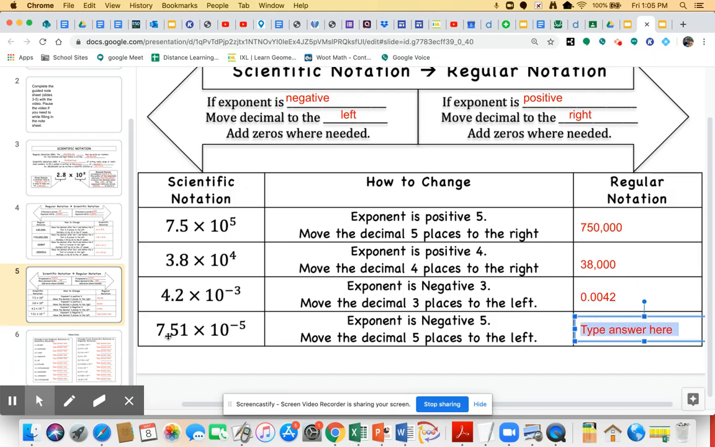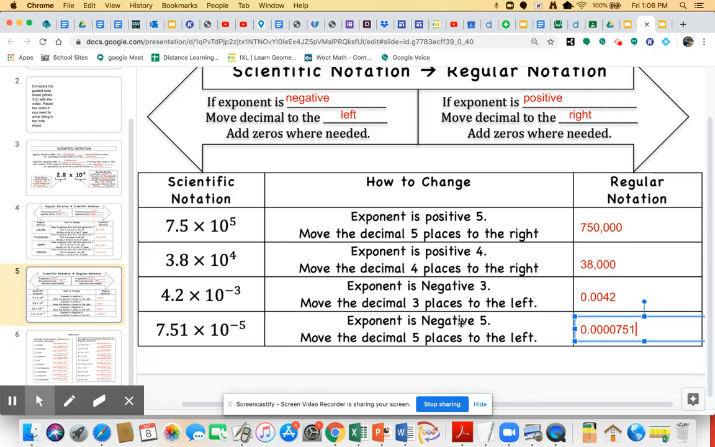7 and 51 hundredths times 10 to the negative 5. So we know that we're going to go again to the left because it's a negative exponent. So I'm going to go over 1, and then I have to go 4 more spaces. That means 4 zeros in front of that. So 0. You don't have to put the 0 in front, but not a bad idea. 4 zeros and then 7, 5, 1. And let's just double check. So we were right here between 7 and 5. 1, 2, 3, 4, 5.